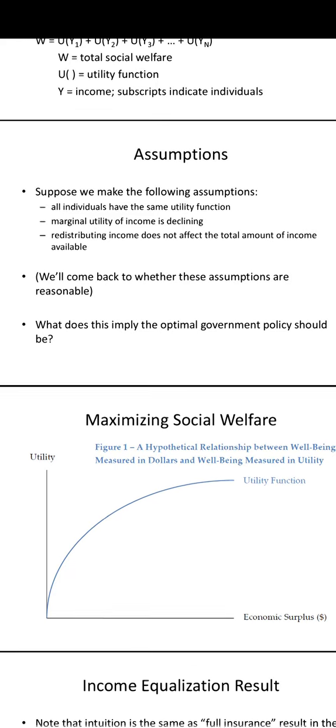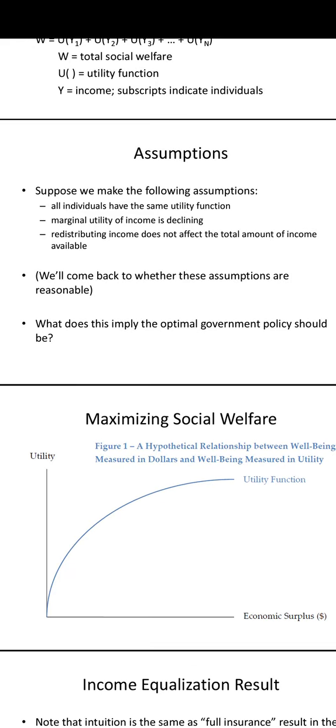Assumptions. Suppose we make the following assumptions. All individuals have the same utility function. Marginal utility of income is declining. Redistributing income does not affect the total amount of income available. We'll come back to whether these assumptions are reasonable.